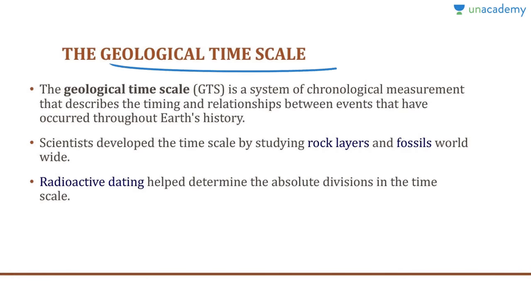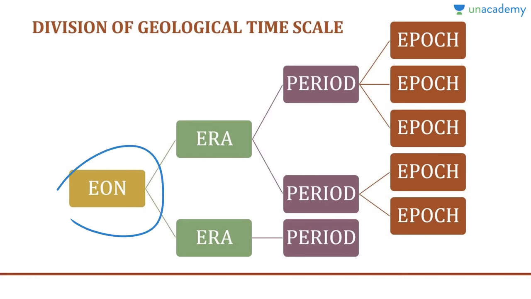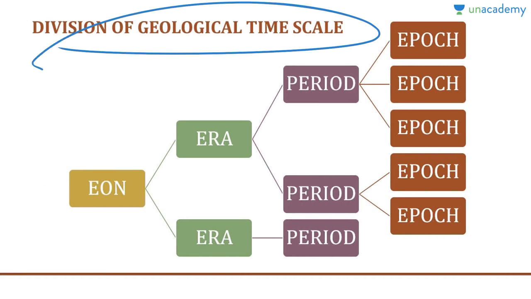So this we've already discussed, what is the geological timescale. I told you that it depicts the Earth's geological history in a chronological arrangement. And scientists have developed this scale by studying the rock layers, that is the sedimentary rock layers and the fossil fuels. Now the process used is radioactive carbon dating. It helps in determining the absolute divisions in the timescale. And this also we had discussed, that an eon is further divided into eras, an era is further divided into periods, and a period into epochs. So this is the division of the geological timescale.